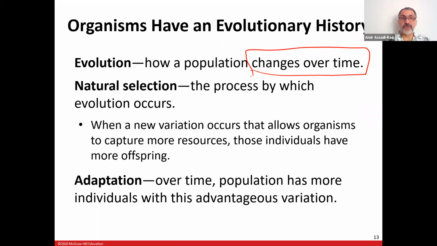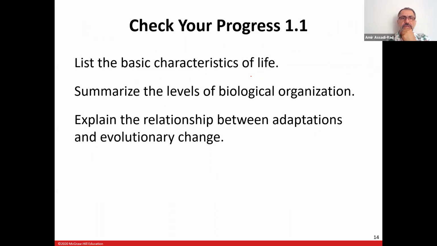Natural selection is the process by which evolution occurs. We may not talk about it much in this class, but I think we have a chapter on evolution, so I will talk about it. When a new variation occurs that allows organisms to capture more resources, those individuals have more offspring. Yes, adaptation. Over time, the population has more individuals with advantageous variations. That's another big chapter in evolution for those of you studying it.